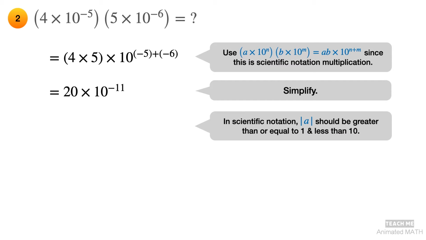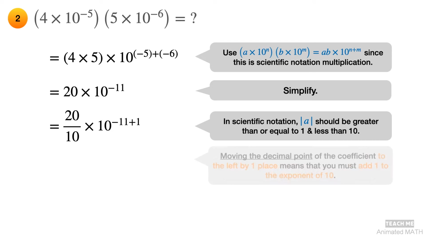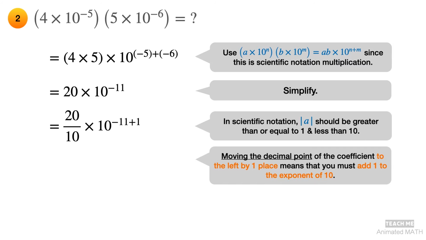Currently, the coefficient is 20, and by scientific notation definition, the coefficient should be greater than or equal to 1, and less than 10. So, divide 20 by 10, and add 1 to the exponent negative 11. And if you think about it, the pattern is that when you move the decimal point of 20 to the left by 1 place, you also needed to add 1 to the exponent of 10. The final answer is 2 times 10 raised to negative 10.